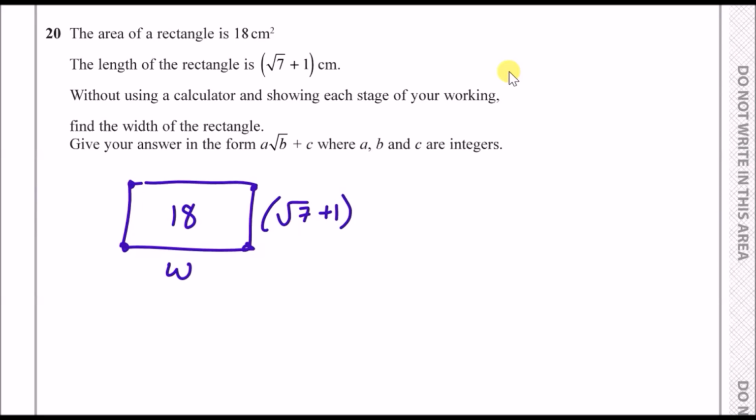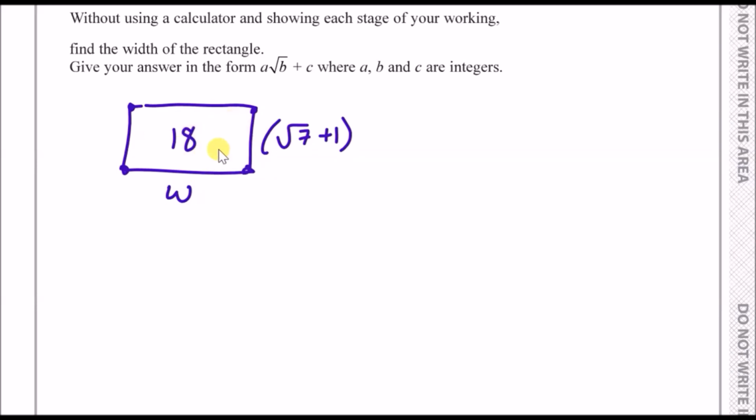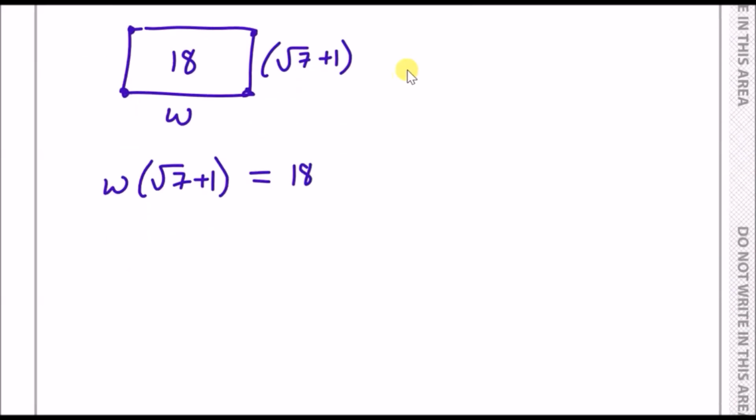Now, to find the width, again, we've got all the information. So all we do is literally write an expression for the area of a rectangle. Well, the area of a rectangle is just the base times the width, or the width times the length. So it's just going to be W times root 7 plus 1. And it's going to give you an area of 18. And to find W, just make W the subject. So dividing root 7 plus 1 across, you get W equals 18 over root 7 plus 1.